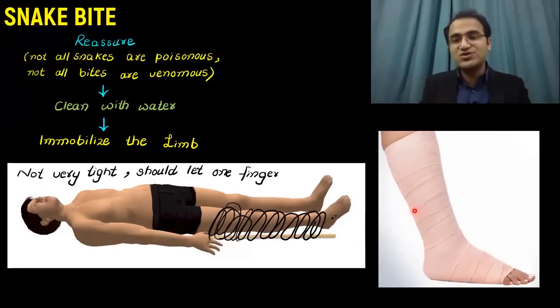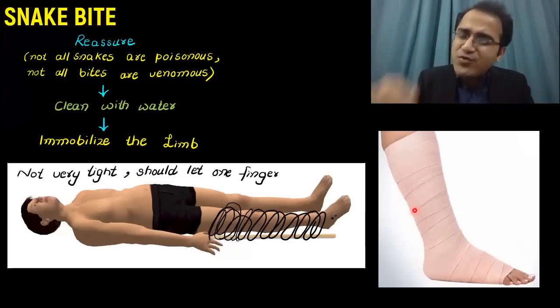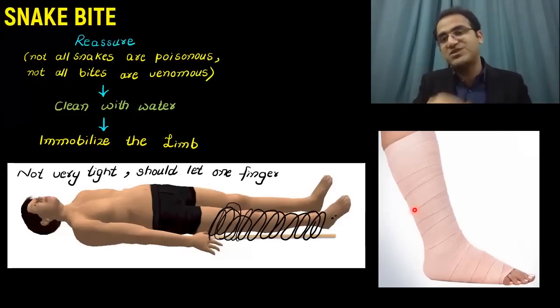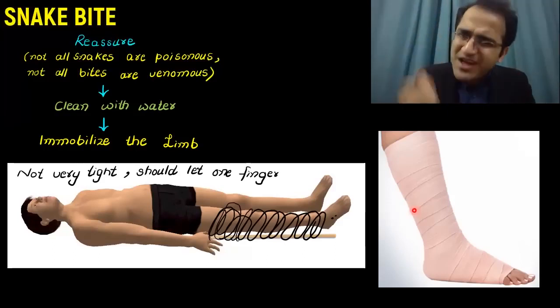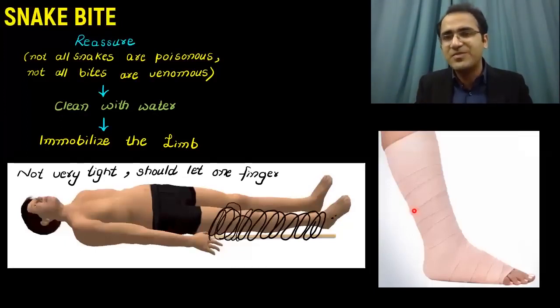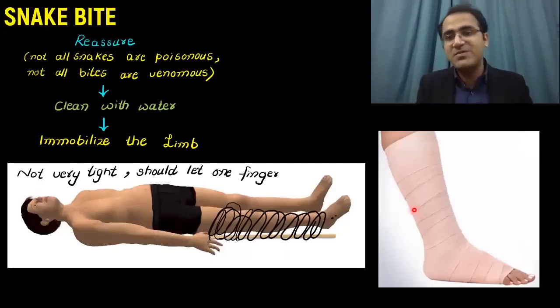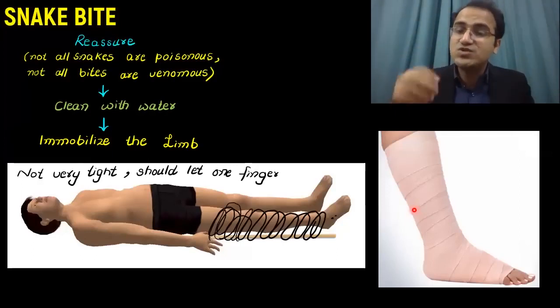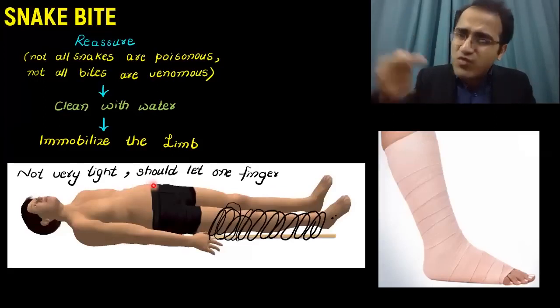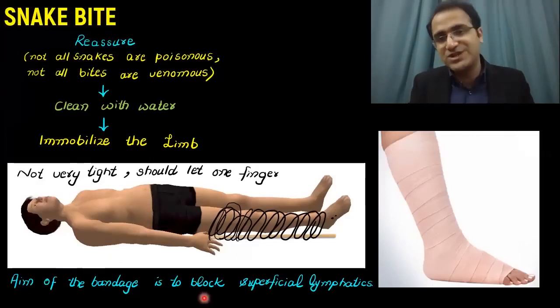And there is a second purpose to this bandage. It should be tight enough to occlude the superficial lymphatics present in the skin. It should not be so tight that it occludes the blood supply, the arterial supply of the limb. Occluding the arterial supply would do more harm than benefit. So the purpose of this bandage is to block superficial lymphatics, and it should not be very tight. It should be tight enough that it lets one finger within. The aim of the bandage is to block superficial lymphatics. It should not block the arterial supply.